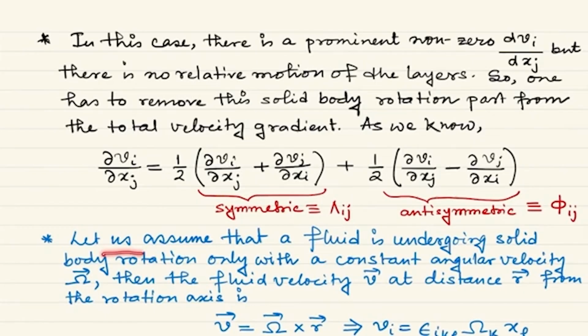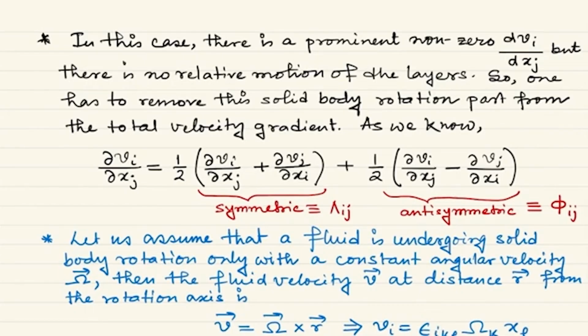Now let us assume that the fluid is undergoing solid body rotation. That means omega is constant. So v is equal to omega cross r. Five minutes ago I said the wrong definition; v is nothing but omega cross r, not r cross omega. So the ith component of the vector is equal to epsilon ijk omega k xl, where epsilon, as you all know, is the Levi-Civita symbol.